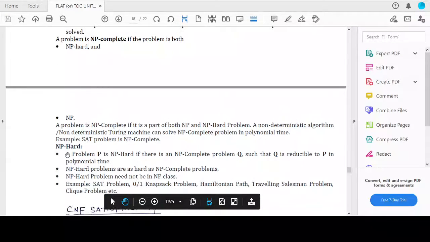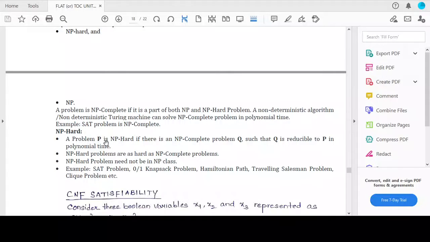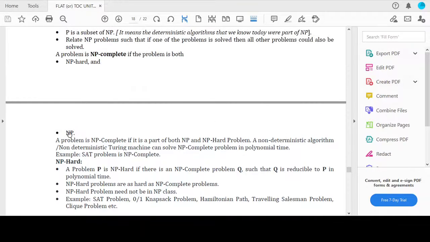First, let me discuss the NP hard problem. Here, a problem that belongs to the NP class is reducible to NP hard. Generally, what I mean to say is that if you get an algorithm for an NP hard problem, that algorithm can be used to solve the problem which is in NP. If this property is satisfied, then we could say the problem is NP hard.